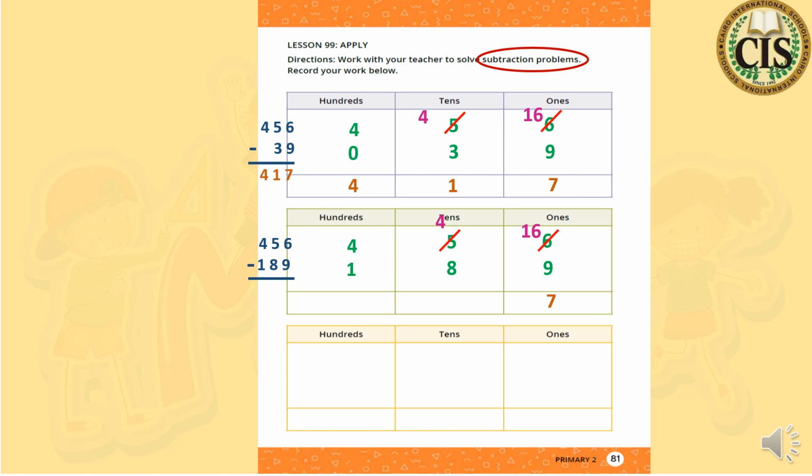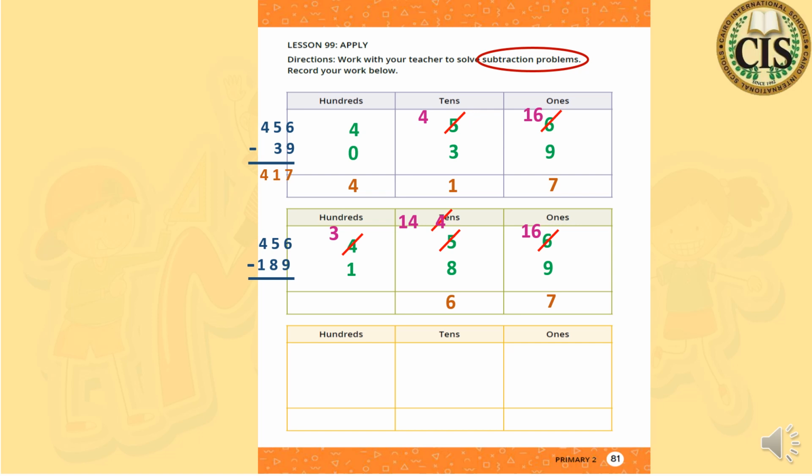4 minus 8. We don't have more on top. So we need to stop and go to the next door. Knock, knock, knock. 4, can you please give me 110? 4 will say okay. Now 4 becomes 14 and 4 in hundreds becomes 3. Great. Now we have 14, it's greater than 8. Now 14 minus 8 equals what? After 8: 9, 10, 11, 12, 13, 14. How many fingers? 6.